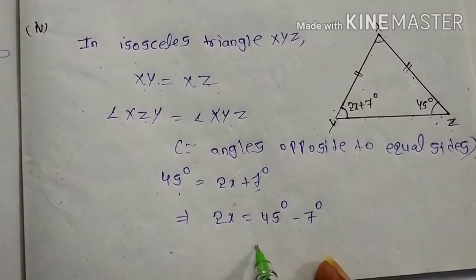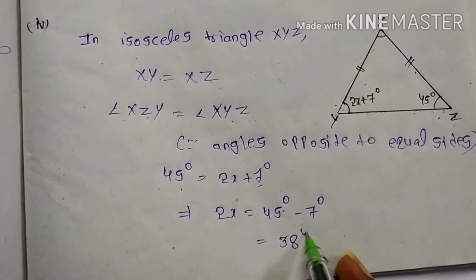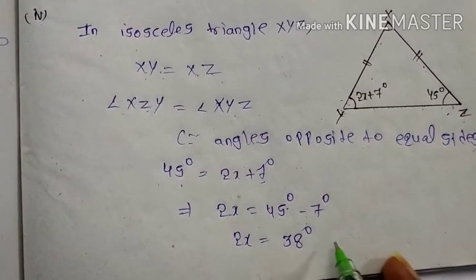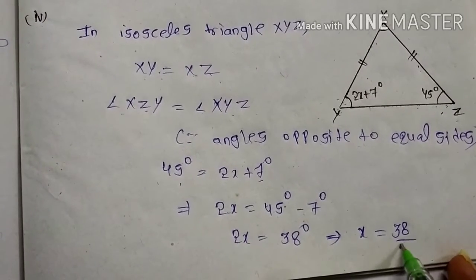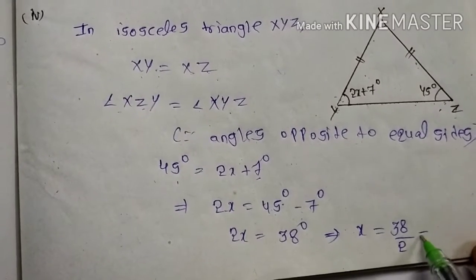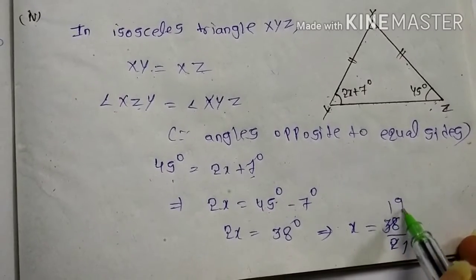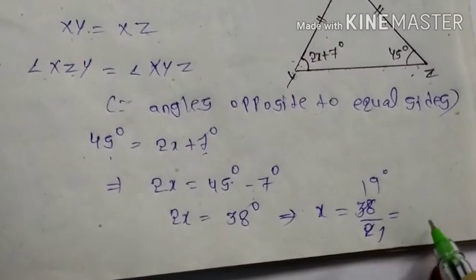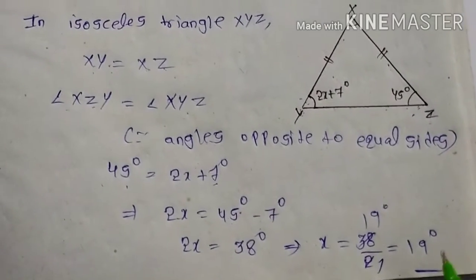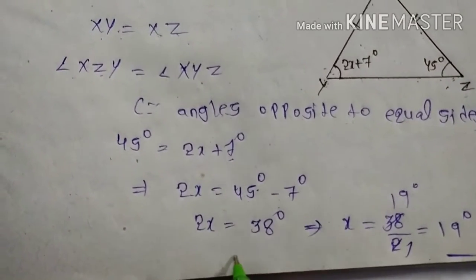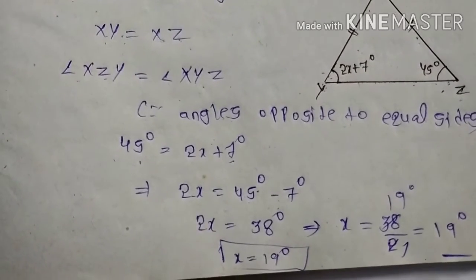45 minus 7 is how much? Here 15 minus 7 is 8 only, here 3. That means here 38 degrees. 2x is equal to how much? 38 degrees. That means you can write here x is equal to how much? 38 by 2. That means transposing 2 to RHS. 2 1s are 2, 2 9s are 18. That means can I write here x is equal to 19 degrees or not? Yes, your answer is how much? x is equal to 19 degrees. x is equal to 19 degrees is your solution.